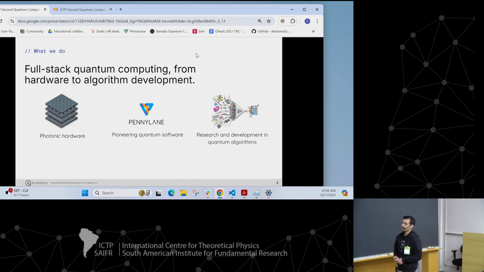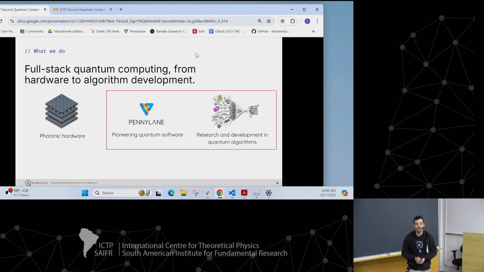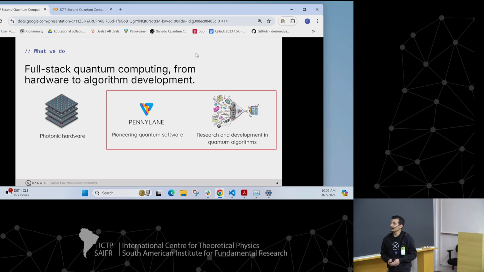Our approach to doing that is a full stack approach. So Xanadu is actually primarily a hardware company. So we develop photonic architecture quantum computers. We've released a few generations. I won't really talk about the photonic architecture in these. Instead, I'm going to focus more on the pioneering quantum software side of things, in particular the PennyLane software library, as well as some directions on research and development in quantum algorithms, particularly as it pertains to quantum chemistry.